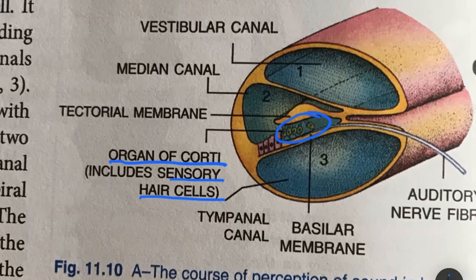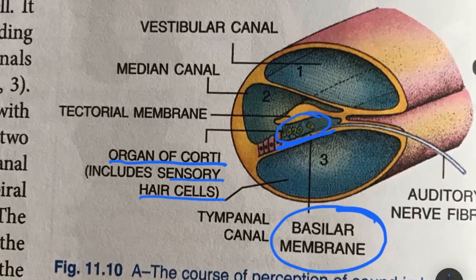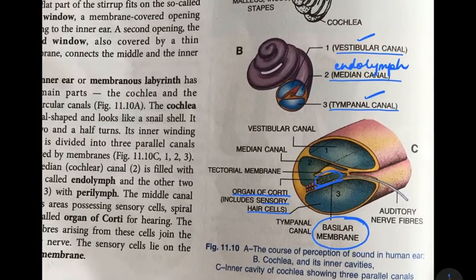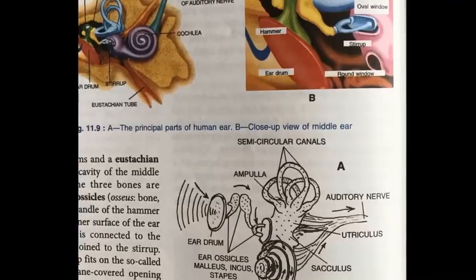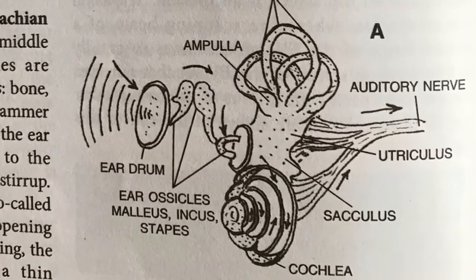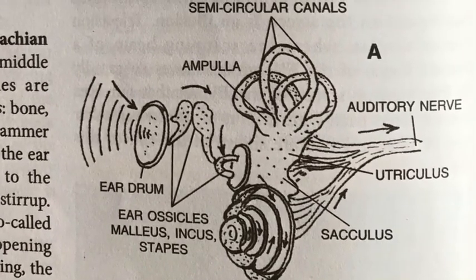As you can see, the organ of Corti or the sensory cells are lying on a membrane. This membrane is known as basilar membrane. Okay, now if we take a look at the diagrammatic representation, this is what you'll get for your ICSE.